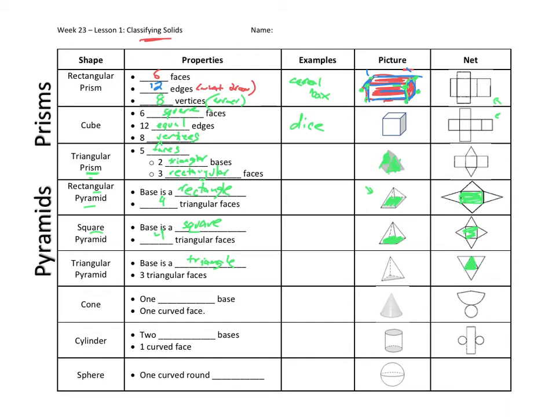Okay, then we have a cone. A cone we could also call a conic pyramid. It has a base that is a circle. Interesting how the net looks. 1 circular base. That's different than a cylinder, my next word. A cylinder is a type of prism because it has 2 bases that are circles.